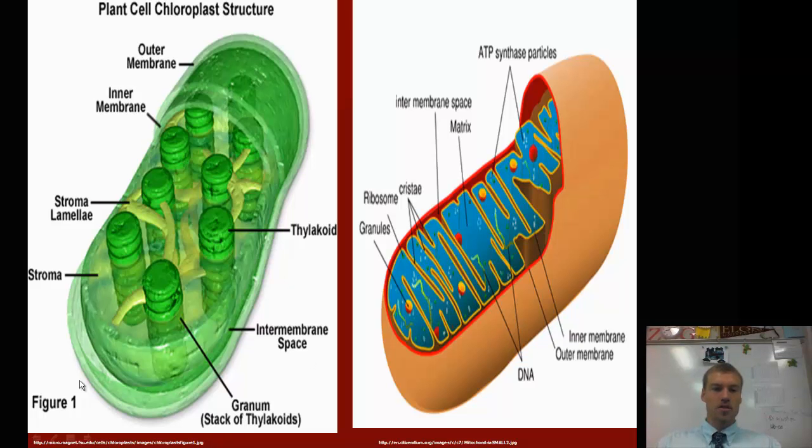Again, here's what a chloroplast looks like. You've got these stacks of green things. Those are your thylakoids. And again, we just want to be able to recognize this structure. Same thing with the mitochondria. We've got these twists and turns that increase surface area. We want to be able to recognize that as a mitochondria.